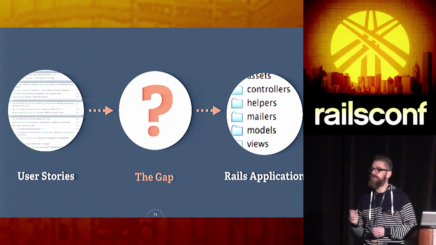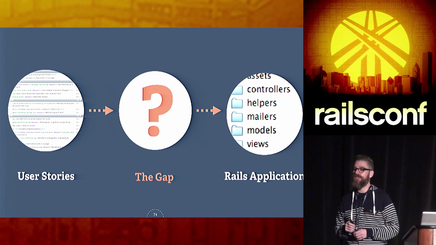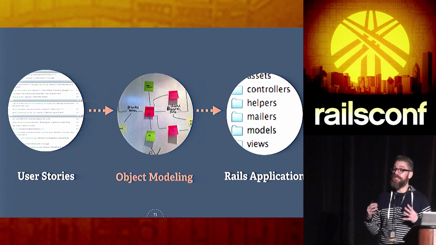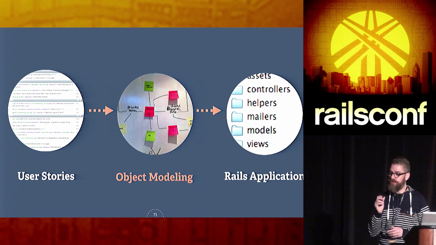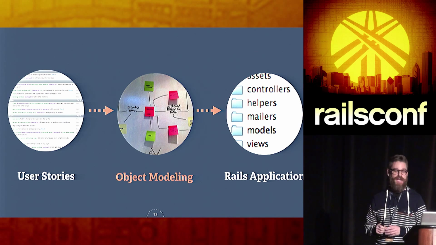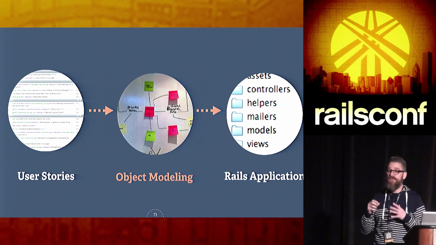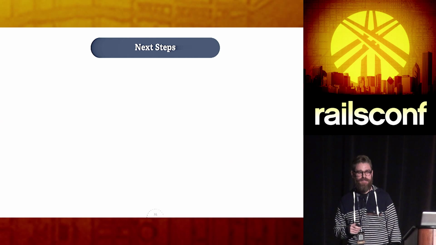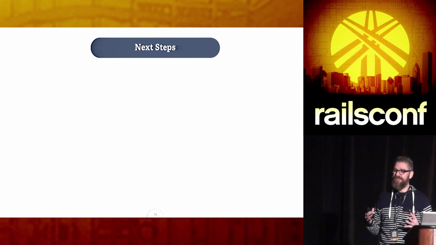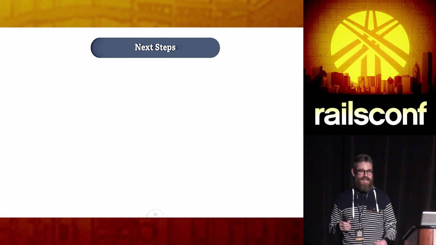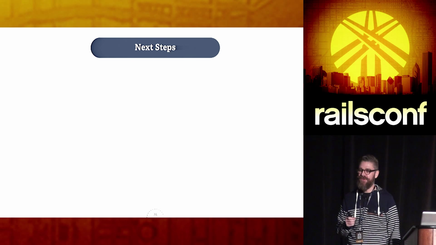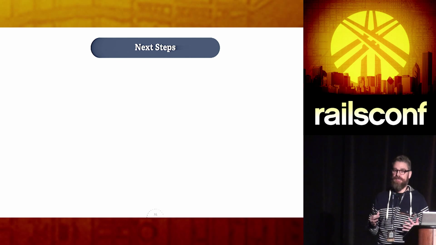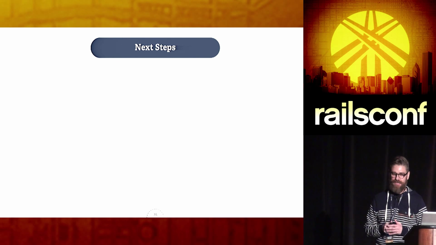So now that you've been introduced to the 5 basic skills of object modeling, we have a set of skills to bridge this gap between your user stories and your Rails application. You have a framework to explore business domains. I've simply given you an introduction here. And if this talk has resonated with you, you're probably hungry for more. So I've outlined these 3 steps to help you get started.